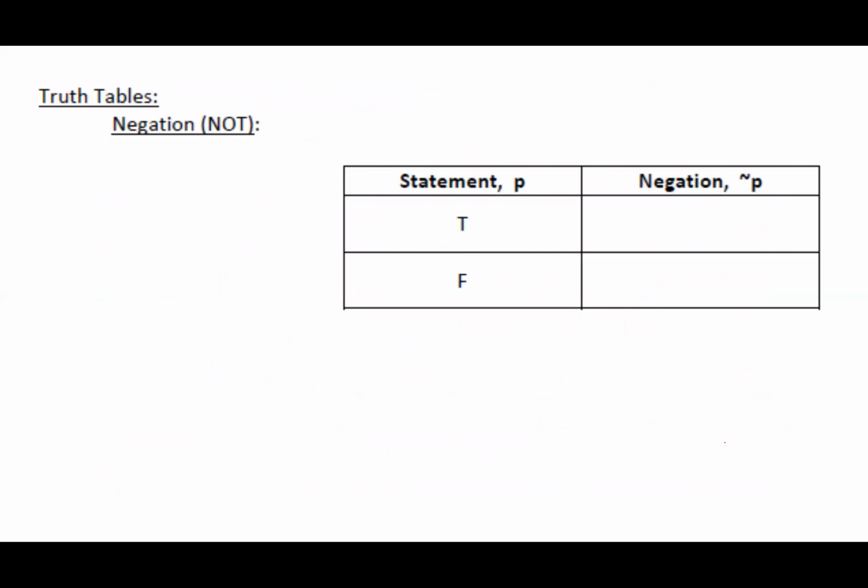Now, let's go through the basic notion of a truth table. Here's the way a truth table works. So if I take a statement P and this statement P is true, its negation is going to be false, because remember, it's the opposite. So if I had a statement P and it was false, its negation is now true. Okay?